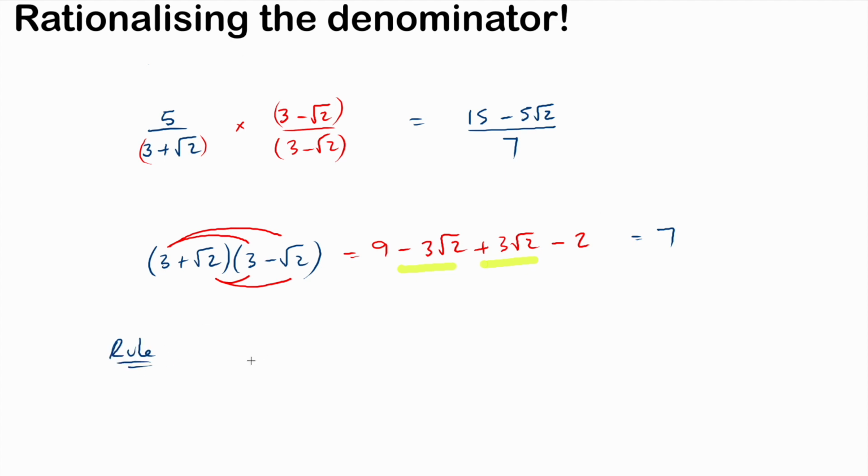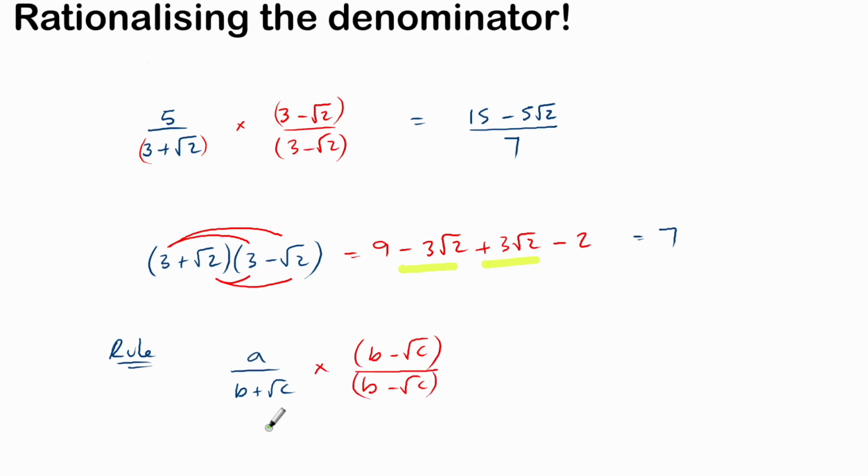So let's look at a rule. So in this case, if we have this situation, what you're actually doing now is you are multiplying the numerator by b minus root c and dividing by b minus root c. The only thing to remember now is if you get this as a negative, these two will be the opposite. They'll both be positives.